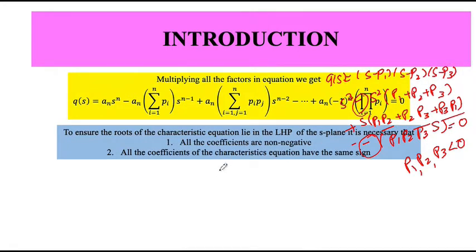For the general condition of this polynomial, this is the general expansion for degree n. Some straightforward computation here would show that the sum of poles, p1 to pn, would be expressed as the ratio of a n minus 1 and a n, and similarly the product of all. So based on these observations, we would say that all the coefficients should be non-negative and of the same sign for the system to be stable.